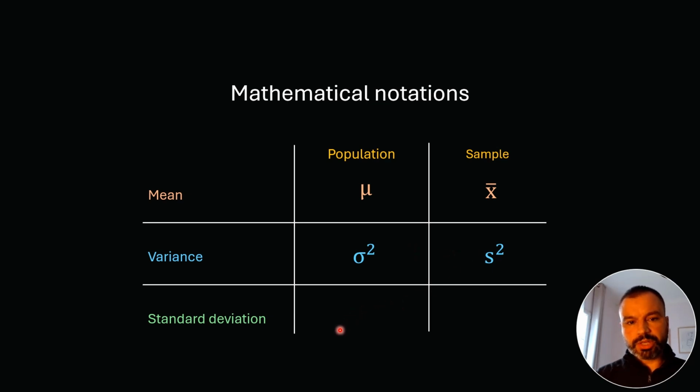The standard deviation of a population is denoted just by the letter sigma, so we removed the square, which makes sense because the standard deviation is the square root of the variance. We do the inverse operation of squaring. And the standard deviation of a sample is denoted by the letter S.